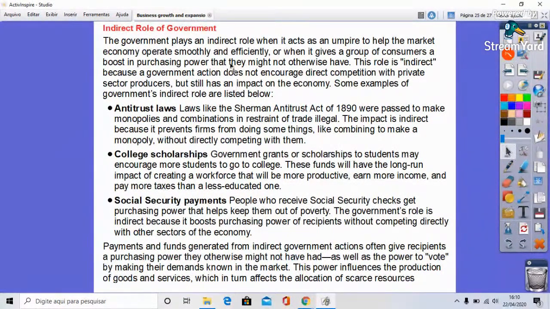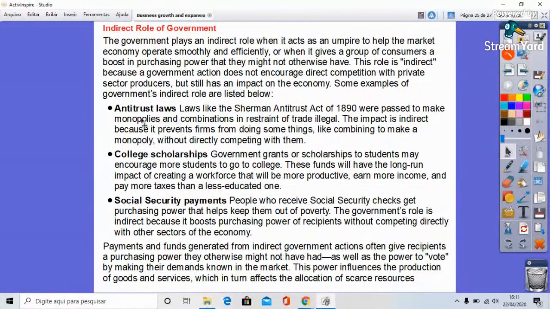Okay. The government plays an indirect role when it acts as an umpire to help the market economy operate smoothly and efficiently, or when it gives a group of consumers a boost in purchasing power that they might not otherwise have. This role is indirect because a government action does not encourage direct competition with private sector producers, but still has a certain impact. Okay, let's see some examples of indirect role.